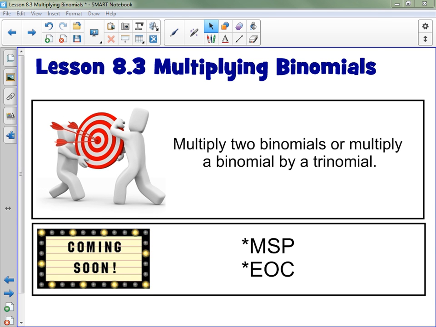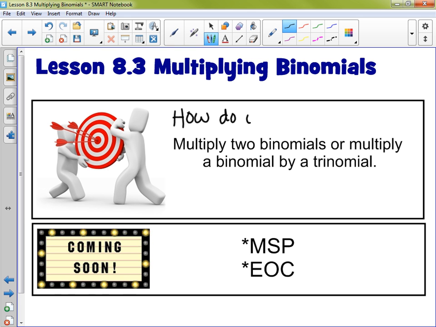Okay, today we're going to look at multiplying binomials, and your target for today is multiply two binomials or multiply a binomial by a trinomial. So if you're writing out your Cornell notes, your essential question will be, how do you multiply two binomials, and so on.